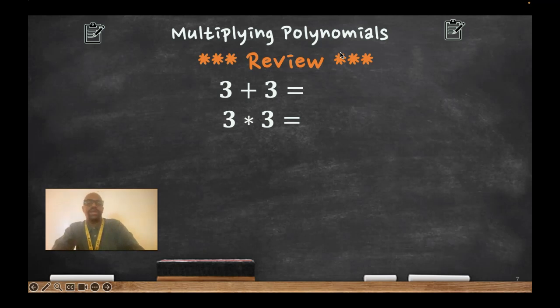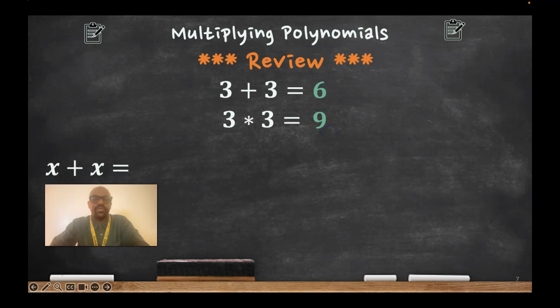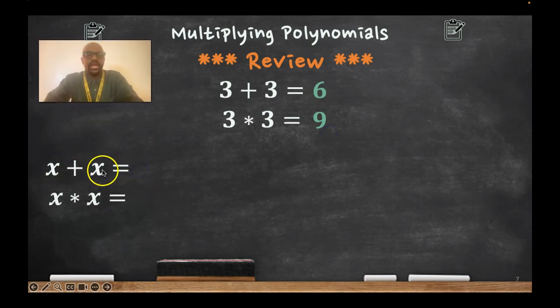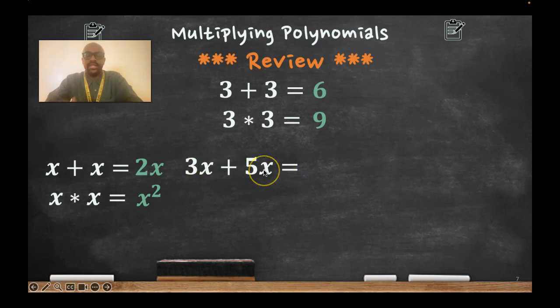So now we're going to look at multiplying polynomials. Before we look at multiplying polynomials, let's get a little review. We have 3 plus 3, we know is 6. 3 times 3, we know is 9. Now let's look at variables. x plus x, like we looked at in the previous problems, that's like 1x plus 1x, which is 2x. But when you multiply with the same base, you add the exponents, so that would be x squared. So now all of a sudden when you multiply, you add the exponents, unlike what we did when it comes to adding and subtracting. Now if I have 3x plus 5x, like we did previously, 3x plus 5x is 8x.